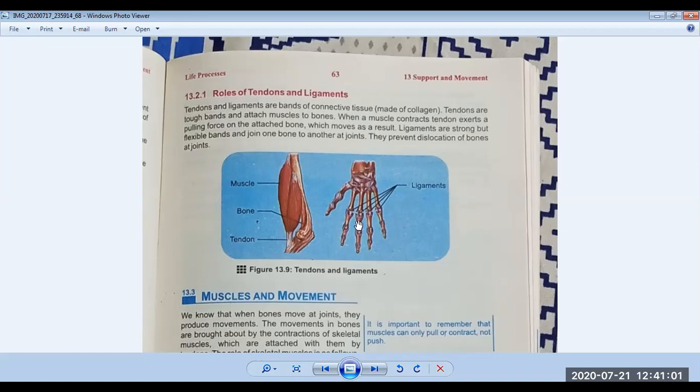Our bones are joined with each other by the tissues which are called ligaments, and they hold the actual position of the bones at the same time.